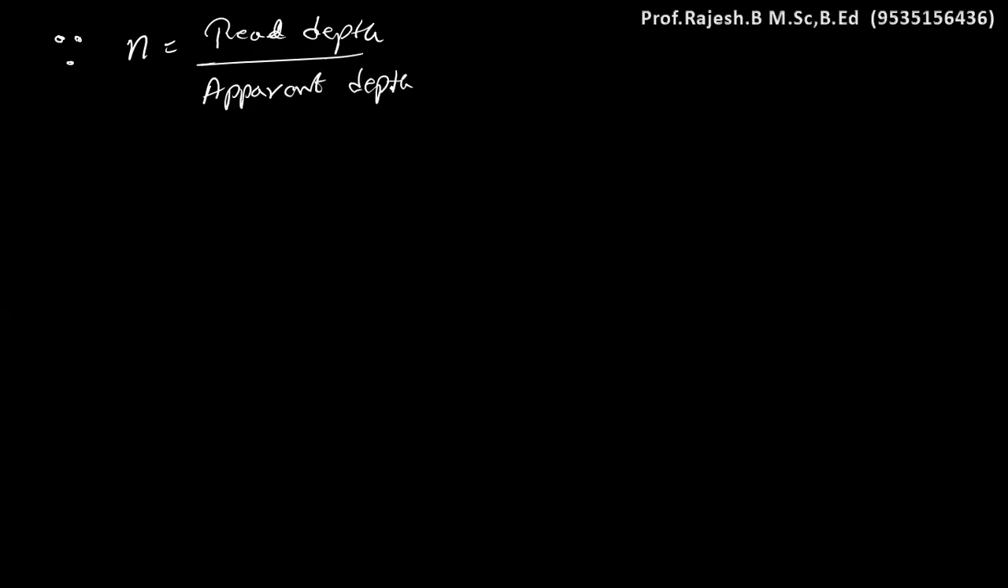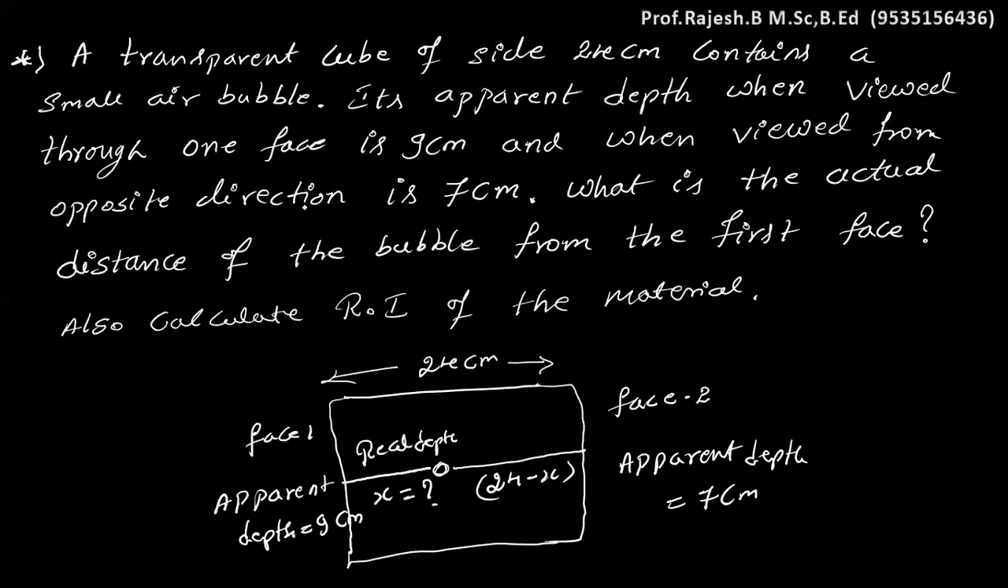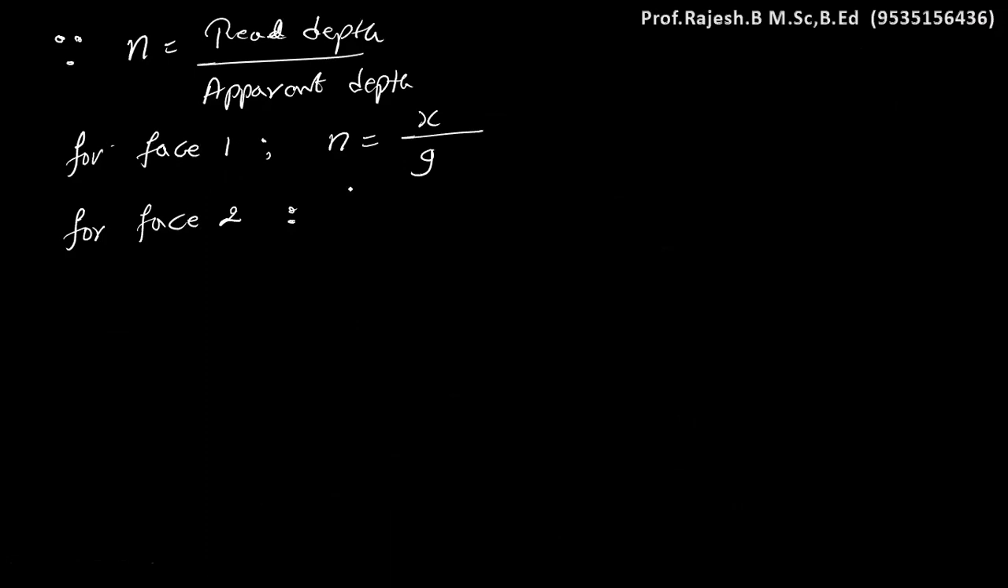So for the first phase, for phase one, n is equal to real depth over apparent depth. The real depth for phase one is taken as x, and the apparent depth is 9. Similarly for phase two, observe the diagram: real depth is 24 minus x, apparent depth is 7. But the refractive index of the material never changes.